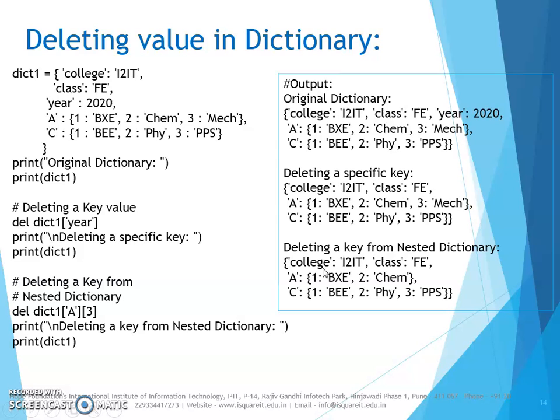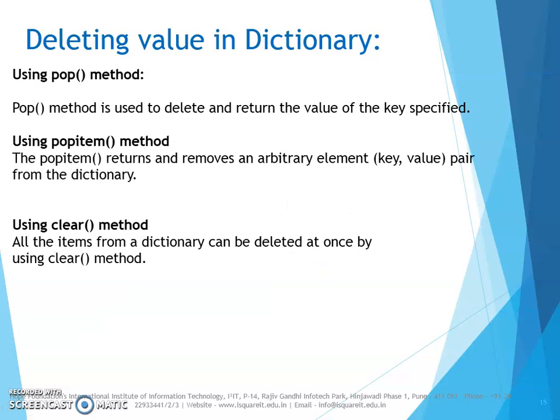So this is about the deletion of values from the dictionary. Also, we can delete values by using the pop method and the popitem method. The pop method is used to delete and return the specified key, and popitem removes and returns an arbitrary element as a pair, that is, key and value. And clear will clear the dictionary, that is, delete all of its contents.